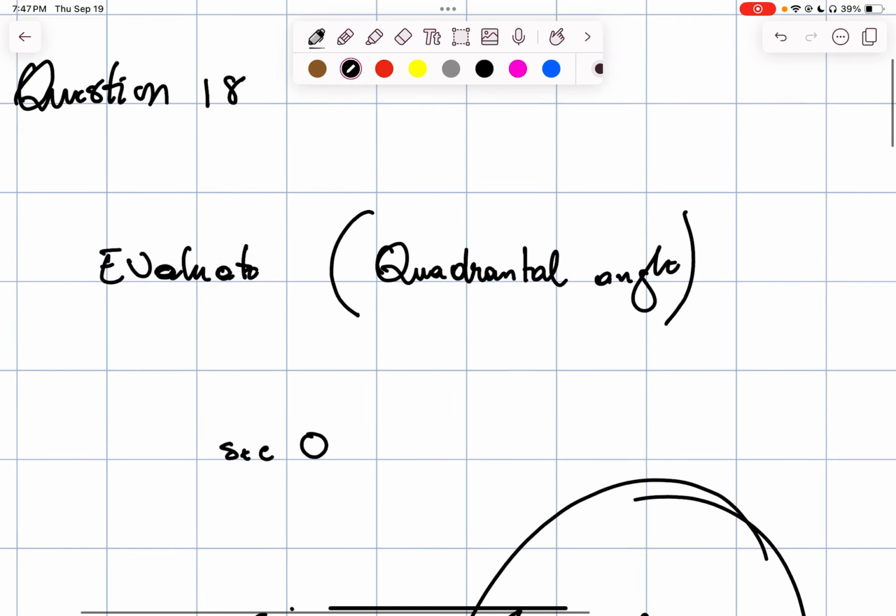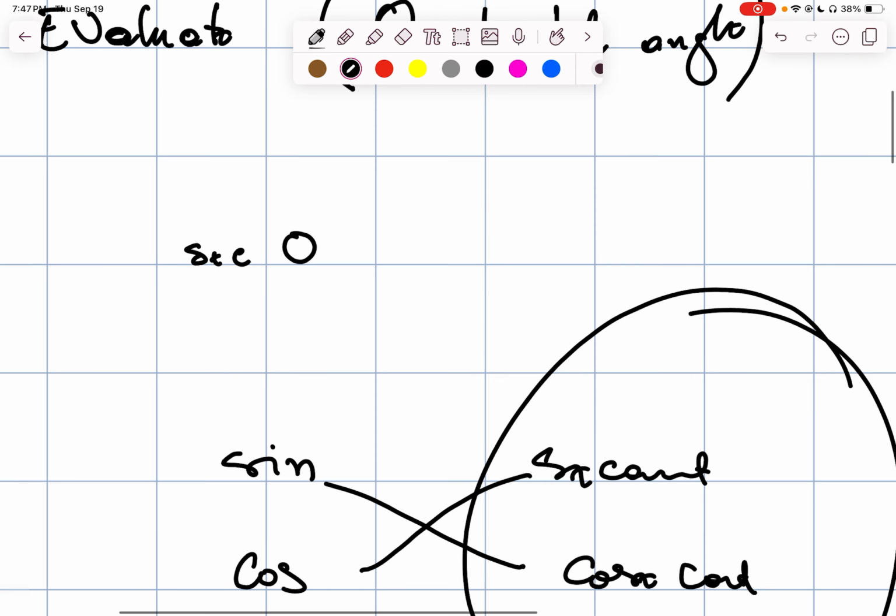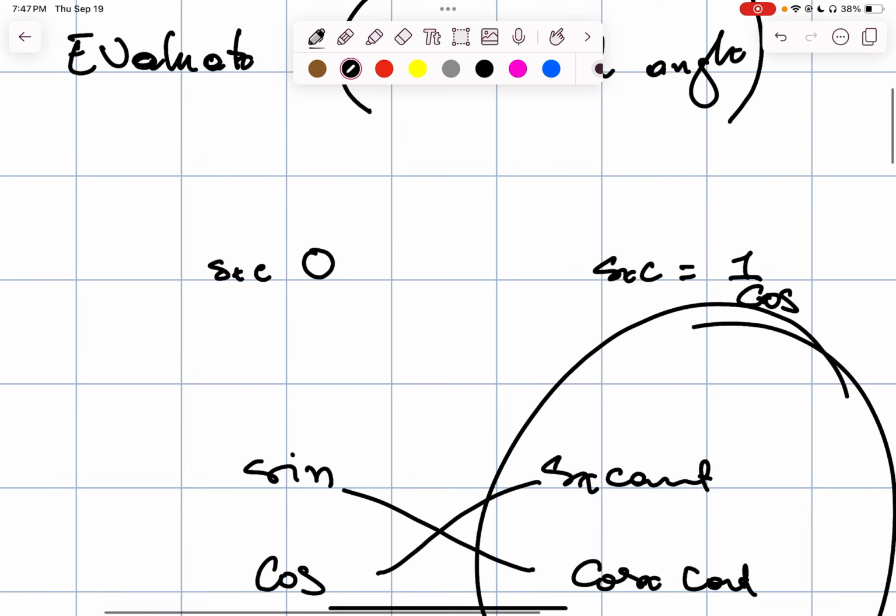Right now you have secant, so you know that you only need cos to break it down. Secant is equal to 1 over cos. Now you need the value of sec of 0. You already have your angle, which is 0 in this case, so you have secant of 0.